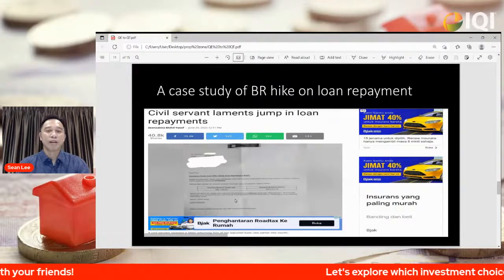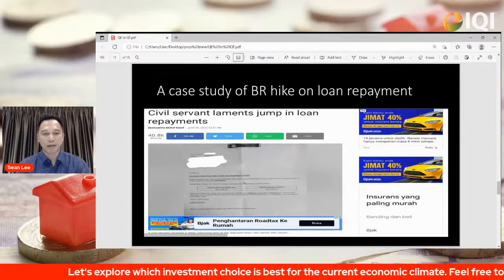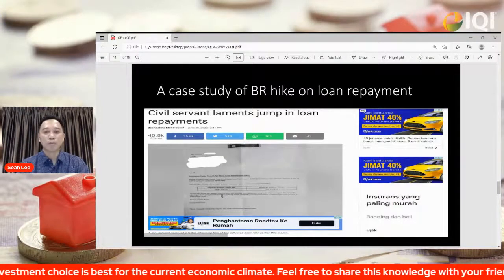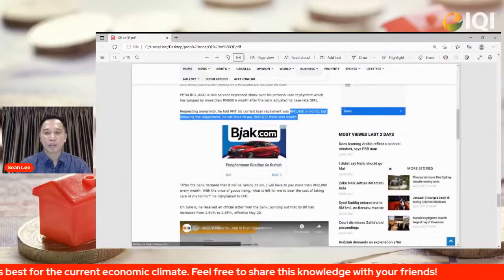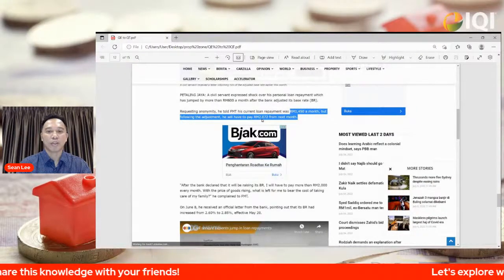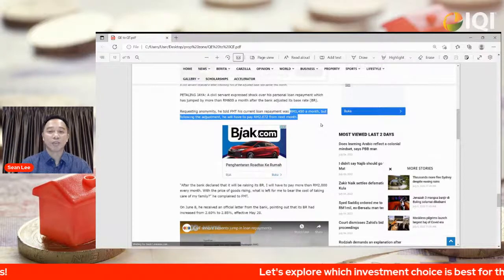He received a letter from the bank. Which bank we don't know. His monthly installment was supposed to be 1450 a month, but following the adjustment, he has to pay 2072, an increase of more than 600 ringgit.